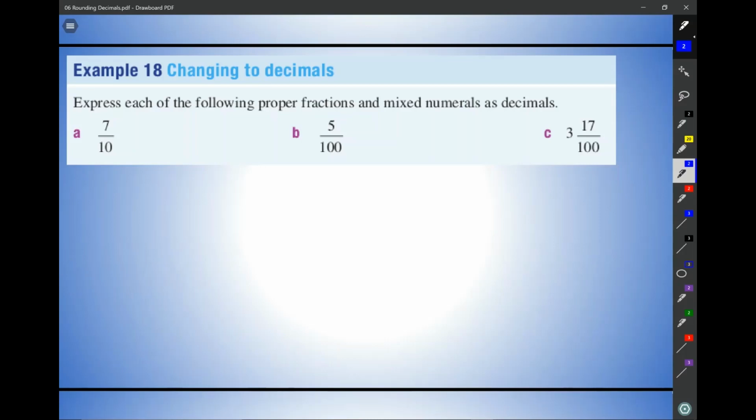Now, our first example, changing fractions to decimals. This is a little bit of revision. So one of the easiest ways we can change fractions to decimals is we can just put it into our calculator. If we put that into our calculator, it should give us the answer. And again with this one, if we put this into our calculator, we should get the answer.